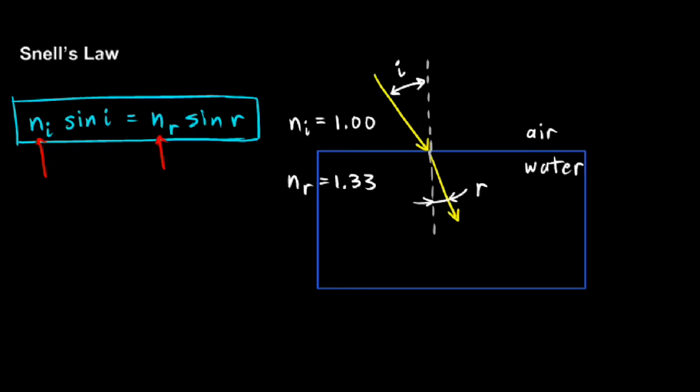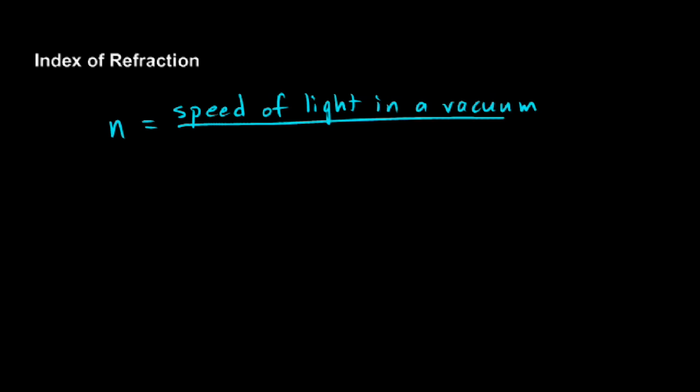And these n's are the indices of refraction for the two different materials. Ni is the index of refraction of the material where the incident ray is, and Nr is the index of refraction for the material where the refracted ray is. Here's how we calculate the index of refraction for a given material. The value n is always equal to this ratio: the speed of light in a vacuum, which is 3 times 10 to the 8th meters per second, divided by the speed of light in the material.